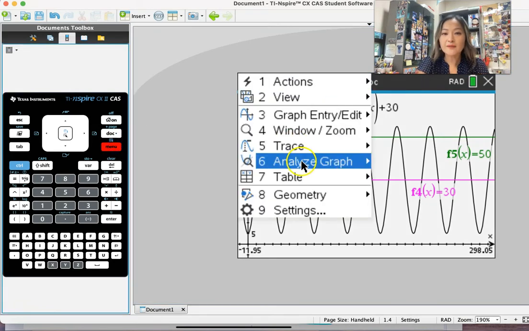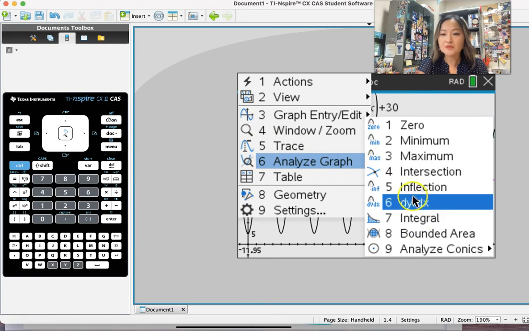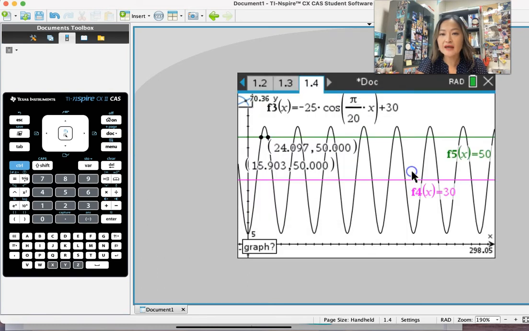Let's try the next one, okay? I'm going to explain to you. So let's go to intersection again. First graph, second graph, lower bound, upper bound. I'm going to move that a little bit so you can see it better.